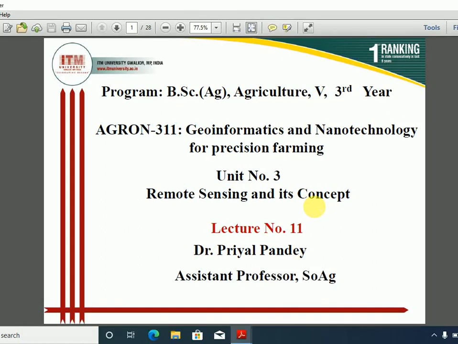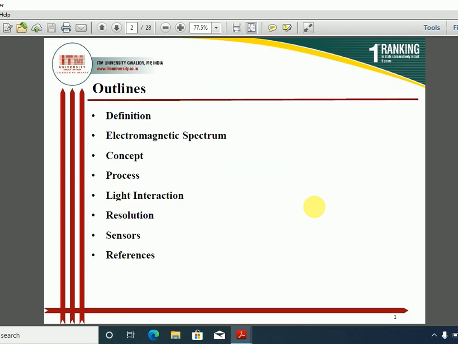Dear students, this is your lecture number 11 and unit number 3. Today we will start unit 3, and unit 3 basically deals with remote sensing, the concept of remote sensing, what type of images are formed in the remote sensing technique, how to process that particular image, and what is GPS. That is all about your unit 3, and this is the first lecture for your unit 3, the basic concept of remote sensing.